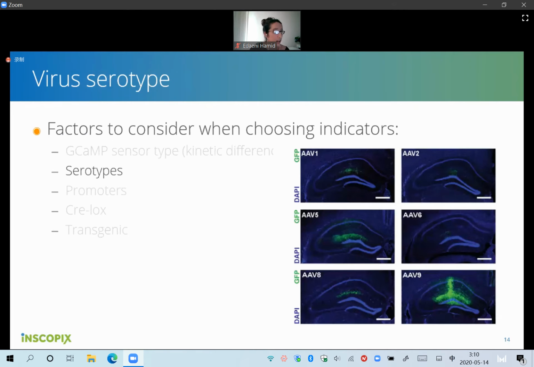The serotype of the virus is also important to consider, as this can affect how well the virus expresses in your region of interest. As shown in this figure, comparing 6 different serotypes, some exhibit poor expression, while others show high expression in the CA1 region of the hippocampus.